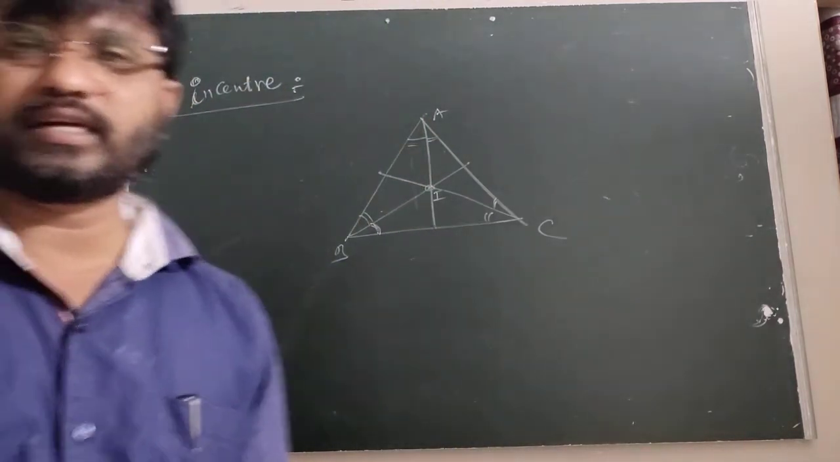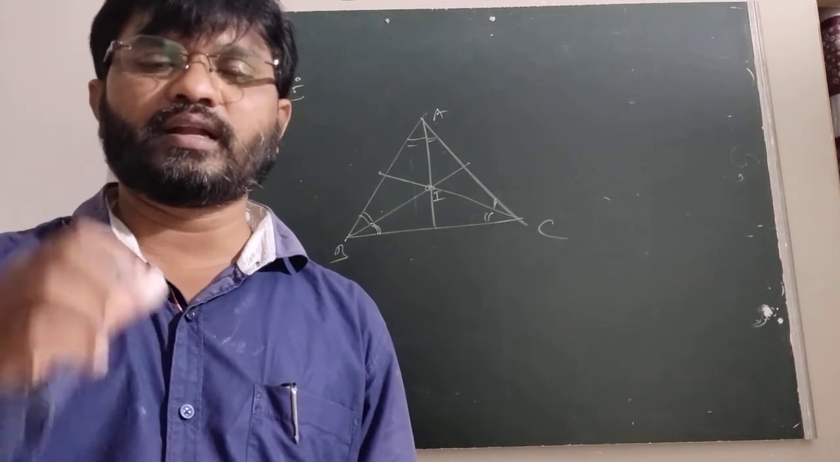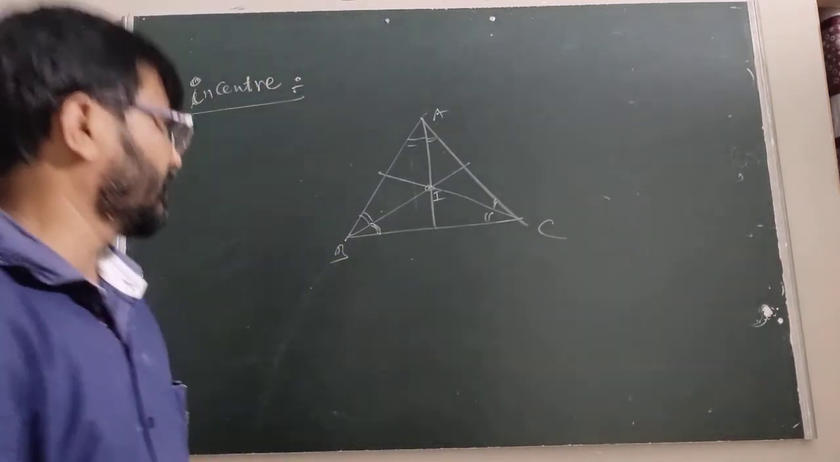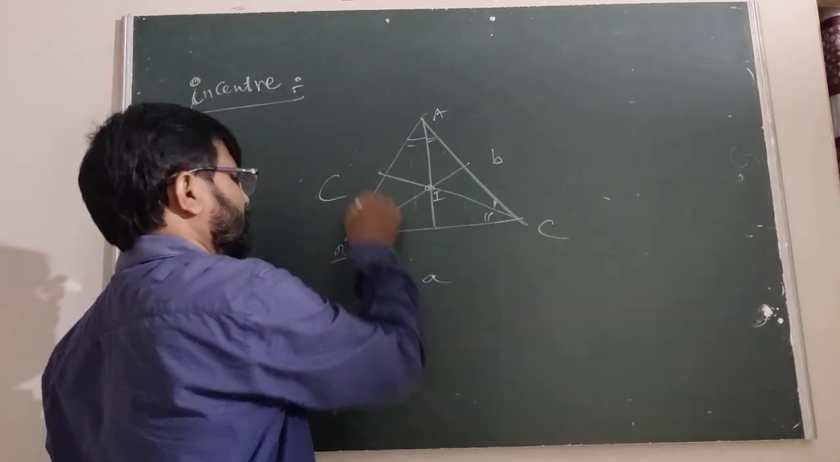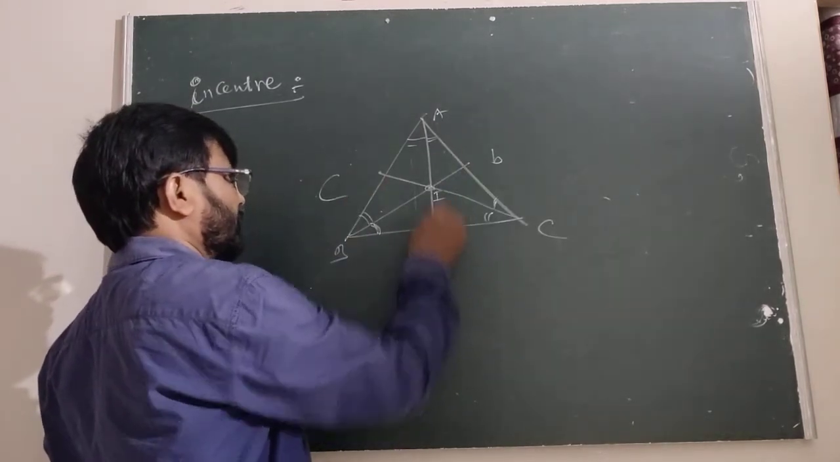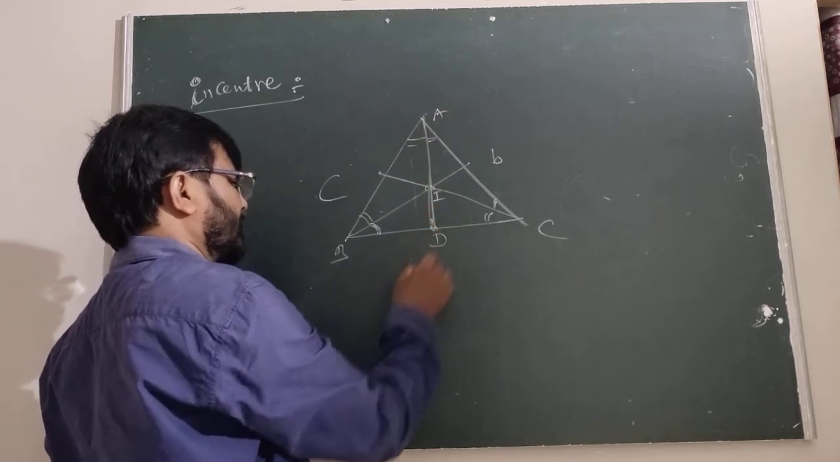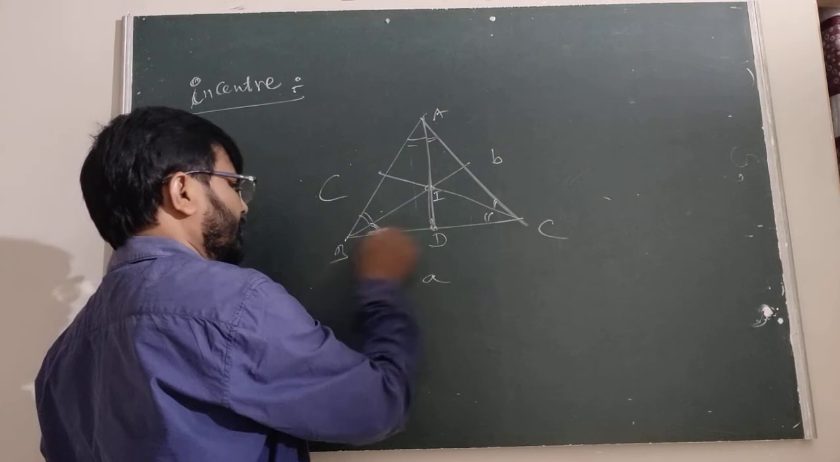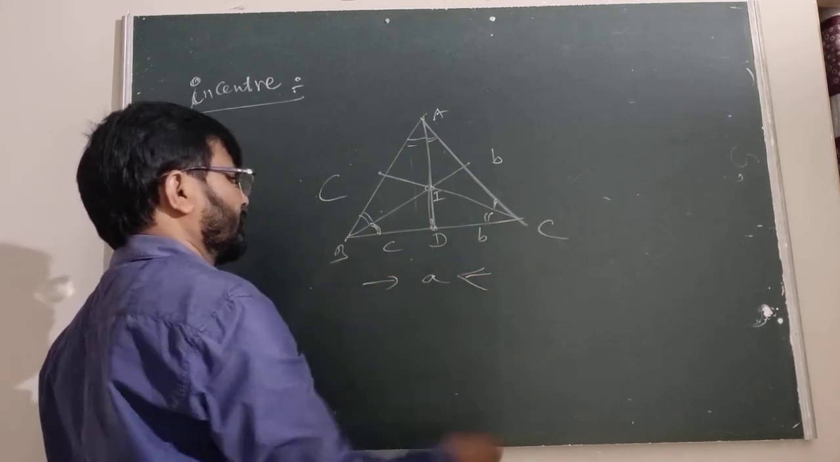The internal angular bisectors are concurrent. The point of concurrence of the internal angular bisectors is called the incenter. Therefore, this is small a, this is small b, this is small c. Here the internal angular bisector bisects the side BC at D. Therefore, D divides BC in the ratio c to b. All of you listen here.